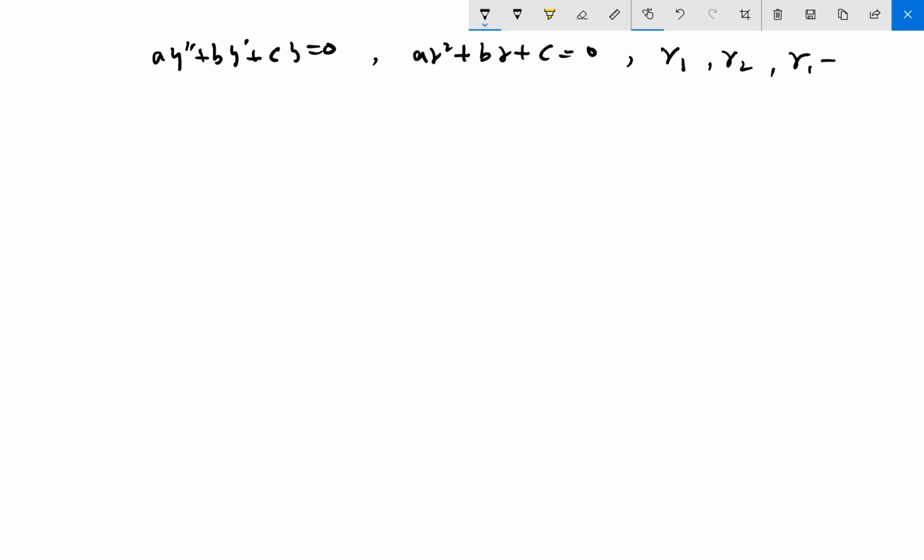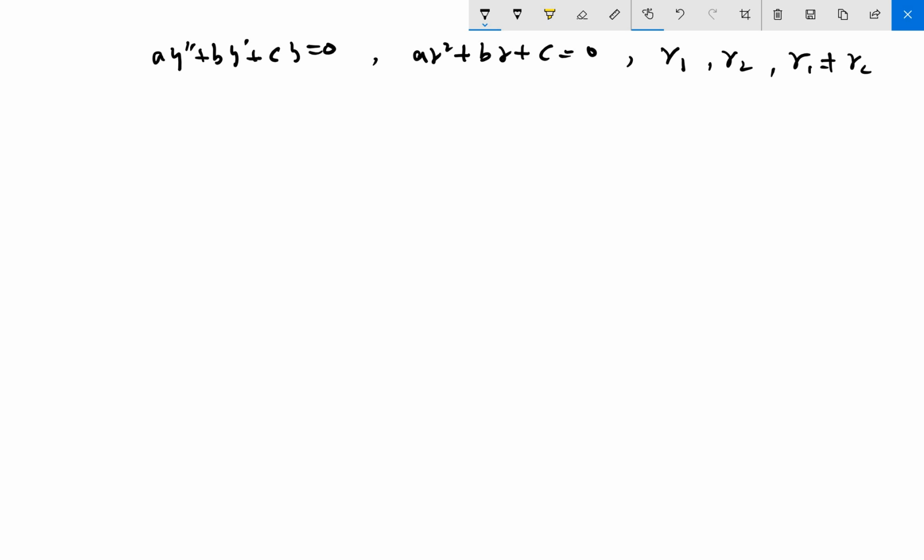Now, let's consider the first case. Let me put it here. We have a y double prime plus b y prime plus cy equal to 0. Its characteristic equation is ar squared plus br plus c equal to 0. Now, let's say we have two zeros. One is R1, one is R2, and they are not equal.